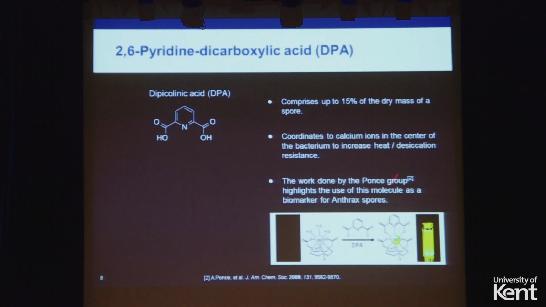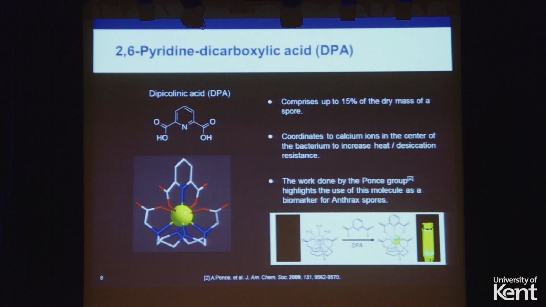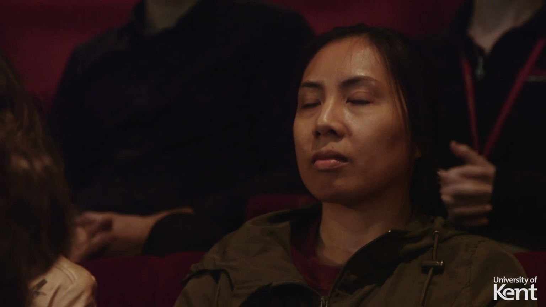And work done in the Ponce group has shown that they have a very nice turn-on sensor for this material, by taking dipicolinic acid and adding it to a lanthanide metal called terbium, which turns on the emission. So as soon as it comes in contact with dipicolinic acid, it turns bright green. Now, they did studies using europium, which is a different lanthanide metal, and found that it wasn't very useful. So what we thought we would do is, instead of using a turn-on sensor, use a very dramatic turn-off sensor using this type of idea.